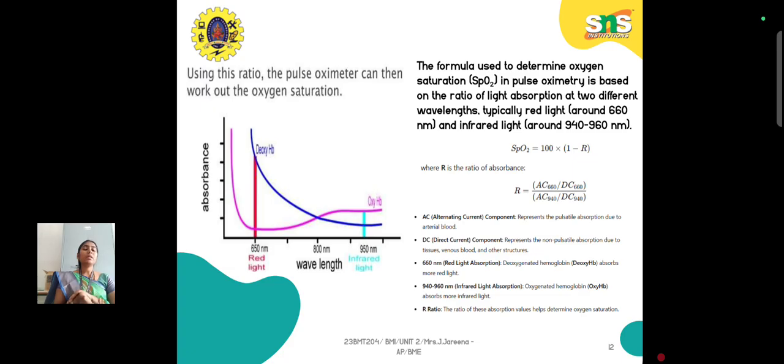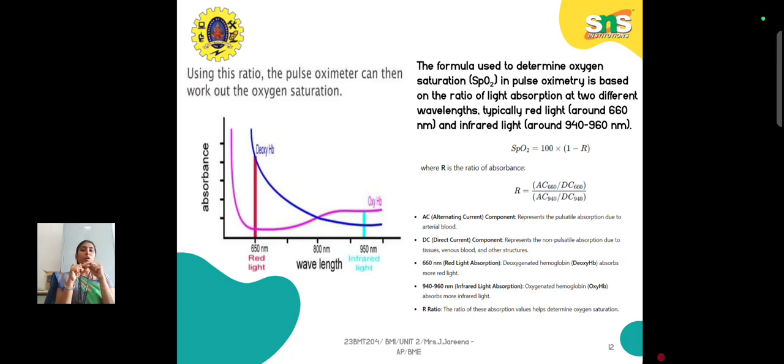Okay, so this is the graph. In the x-axis is the wavelength and the y-axis is the absorbance. You can see two curves, one in blue color and another in pink color. The blue curve is for venous blood, and the pink curve is for arterial blood. The reason is that in the whole setup of the procedure, you place the clip-like pulse oximeter over the finger.